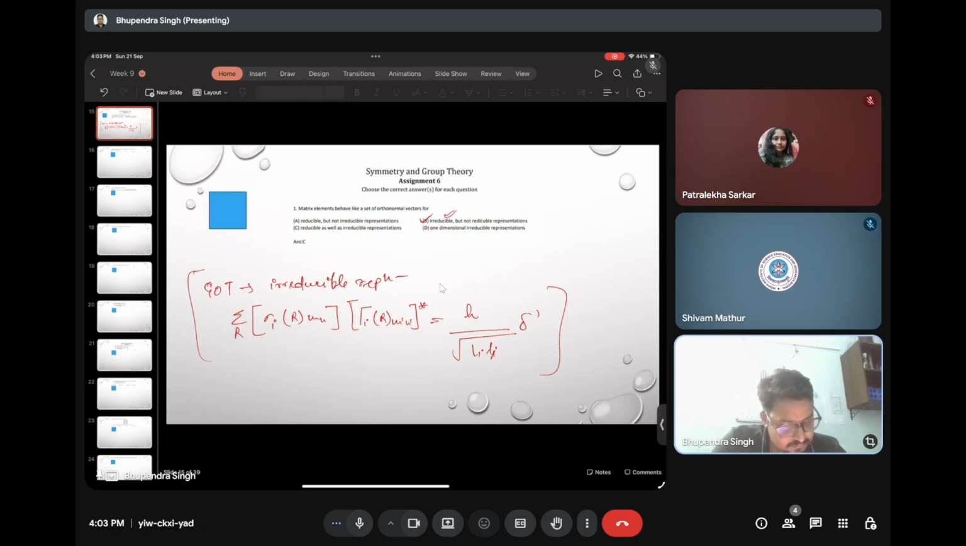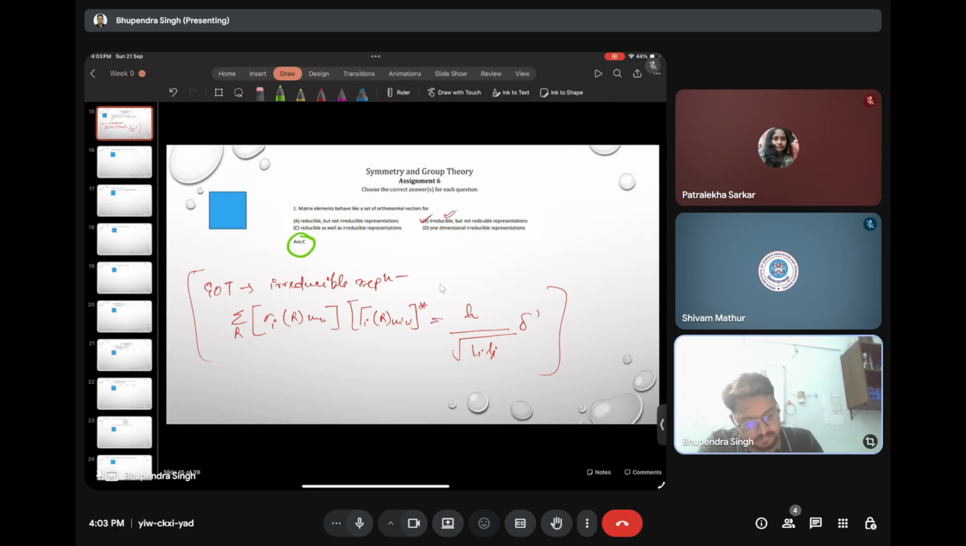The answer is C, reducible as well as... no, no, no. I think it is wrong. I will try to tell you in the next class if this answer is right or not. So according to me, the answer should be B.